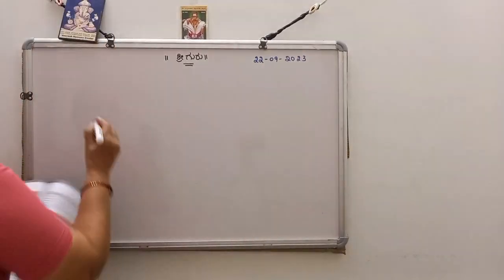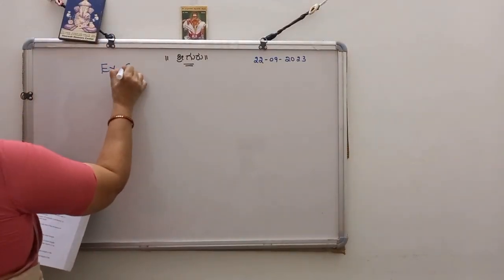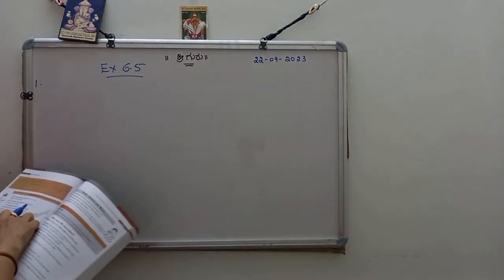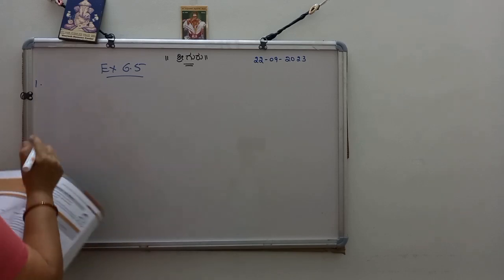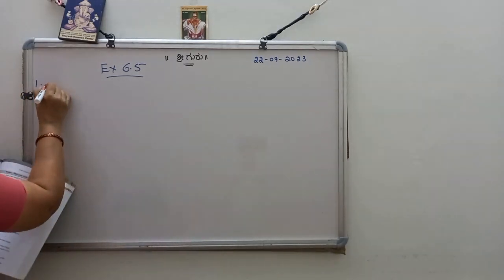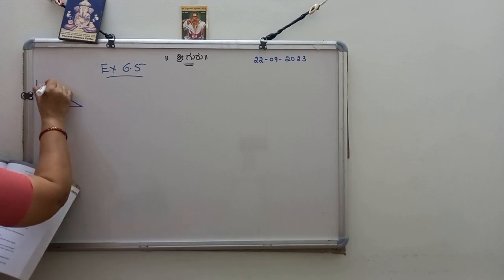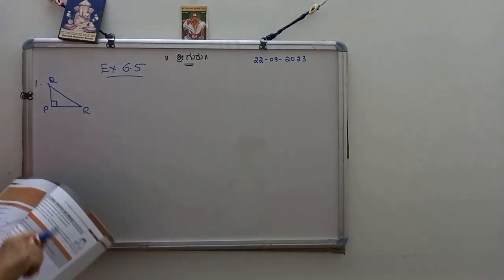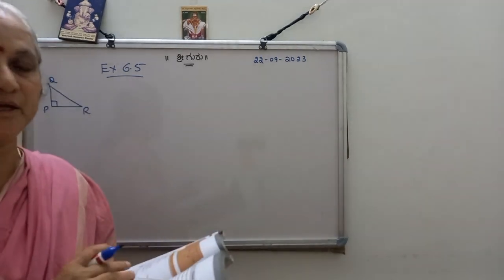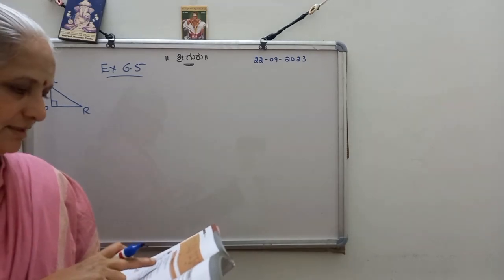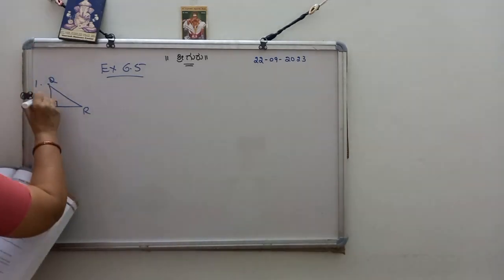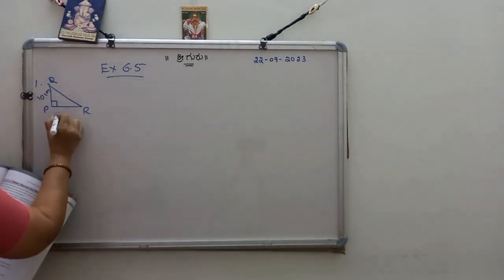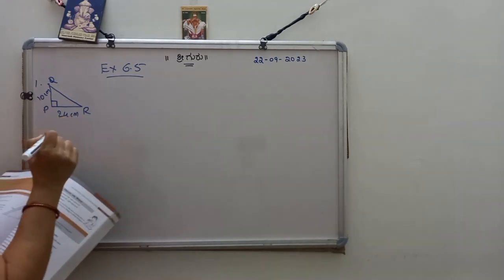Exercise 6.5. Now the first one. PQR is a triangle, right angled at P. You should be able to draw the triangle according to the given conditions. If PQ is 10 centimeter and PR is 24 centimeter, find QR.